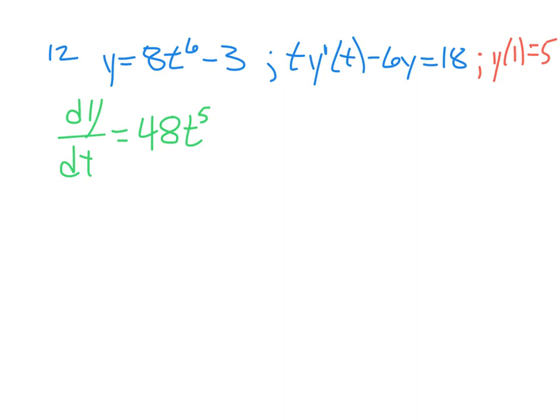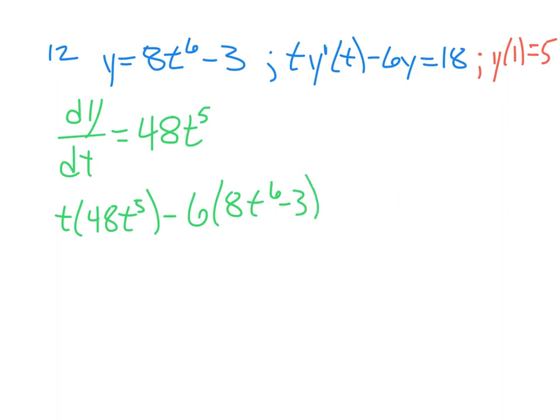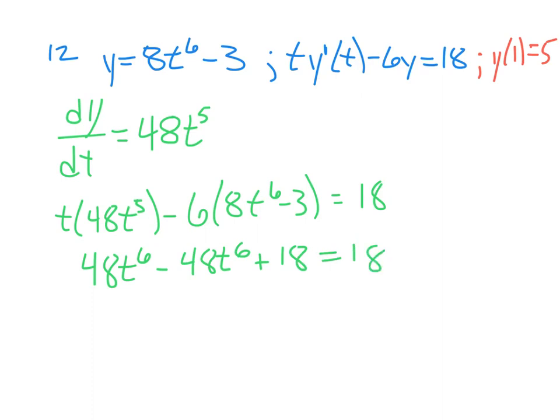Let's plug this in to see if this solution y is correct. We say t times the derivative of y, 48 t to the fifth, minus 6 times what we think our solution is. We're wondering if that's going to give us the right answer. So then we have 48 t to the sixth minus 48 t to the sixth plus 18. These two cancel out, and we have 18 equals 18, and sure enough, this is our solution to this initial value problem.